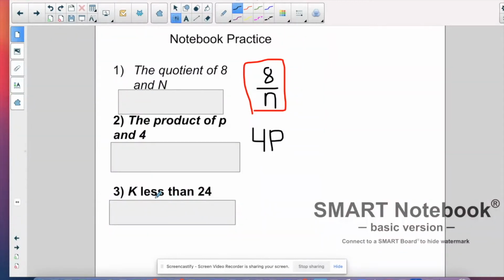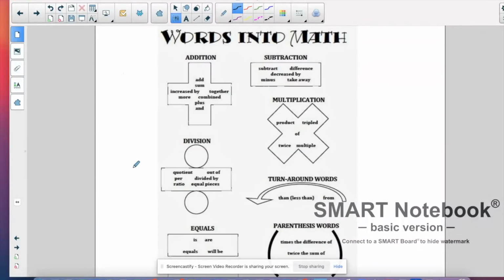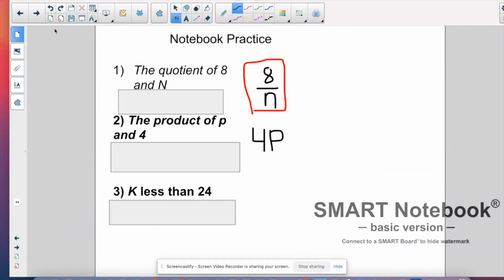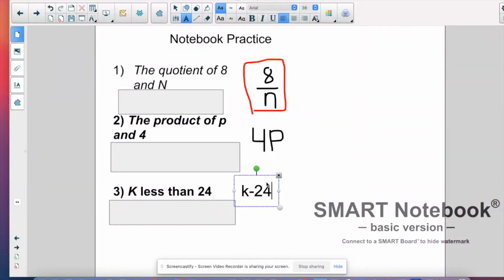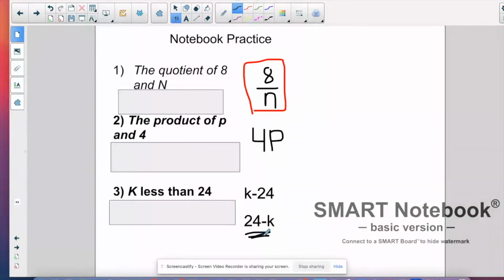Lemon squeezy. K less than 24. So I go back to my sheet here. I see less than is a turnaround word. So what does that mean? So I go here, and I'm going to write this just as I see it. So I have K minus 24. But since it says than, I have to switch it around. 24 minus K. So then my answer then is 24 minus K.